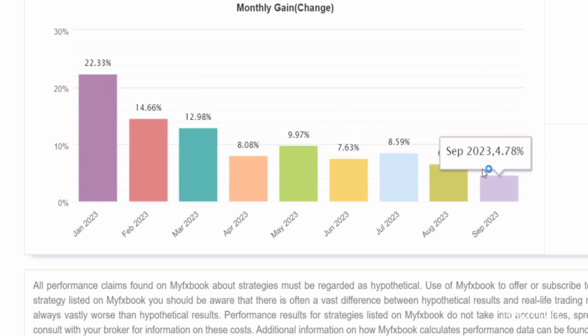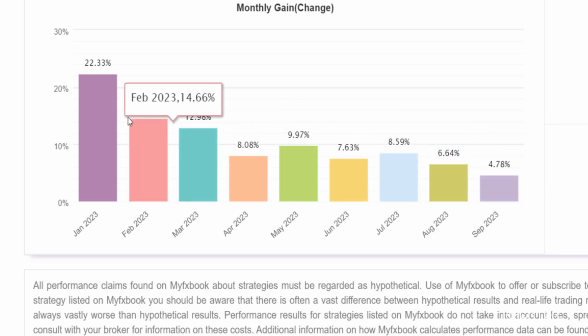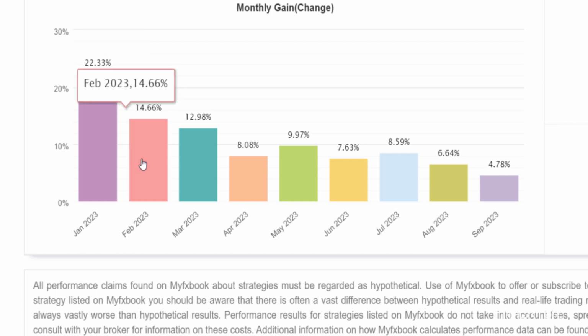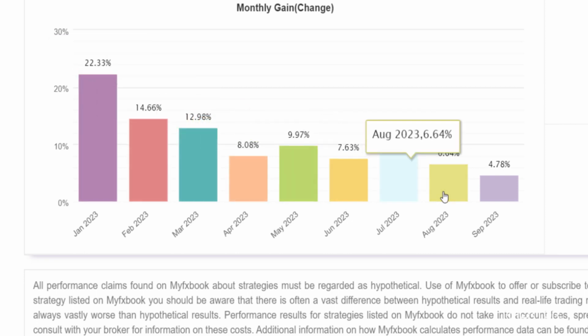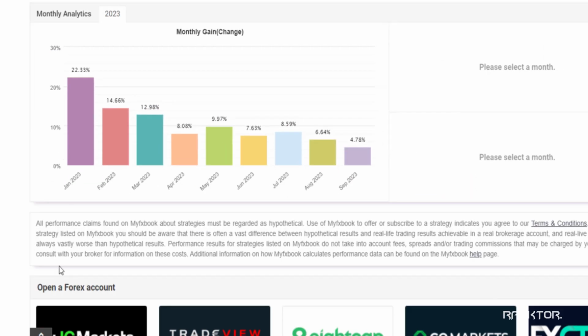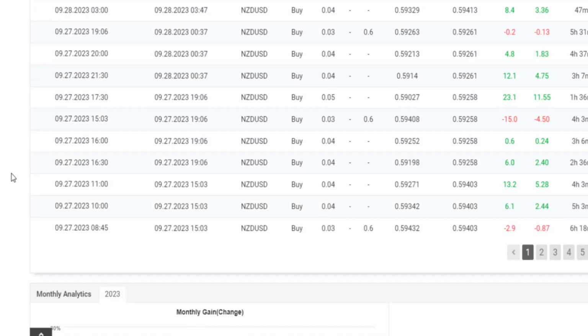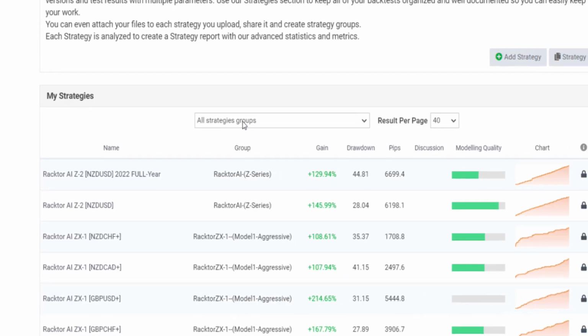So if someone should join in September and say, Racktor is bad, it's just 4% this month. But then look at an investor that's been patient enough, from 22 to 14 to 12 to 9, 8, and all of that, and there is still more loading up. October is just starting out, November is coming on, December is coming on, 2024 is coming on as well. So this is what we have under our Z-Series that has been uploaded for our track record.